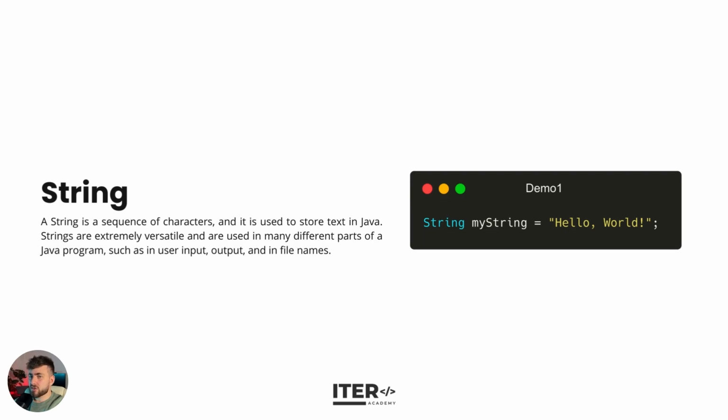To create a string variable, we use the keyword String followed by the variable name, and assign it a value using the assignment operator equals. For example, as you can see on the demo 1, String myString equals "Hello World". We'll discuss strings in more detail in future lessons.